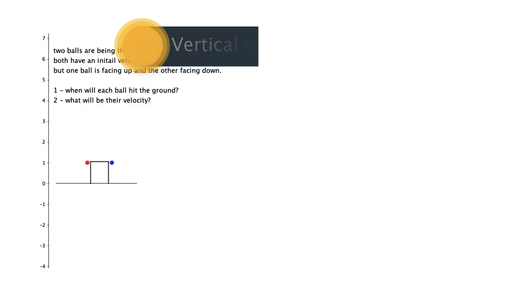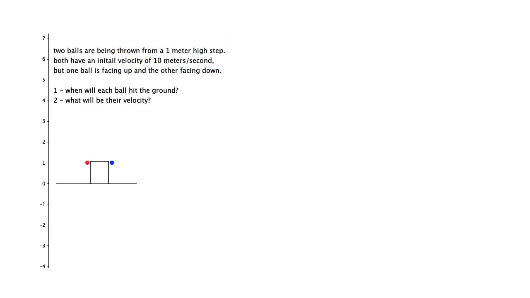In the next question, we have two balls that are being thrown from a 1 meter high step. Both have an initial velocity of 10 meters per second, but one is facing up and the other is facing down. In other words, two balls are being thrown 1 meter above the ground. Both have an initial velocity of 10 meters per second. One ball is being thrown up and the other is thrown down.